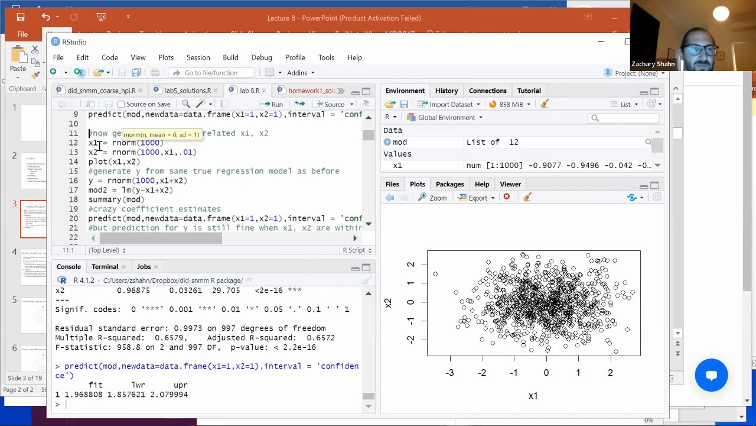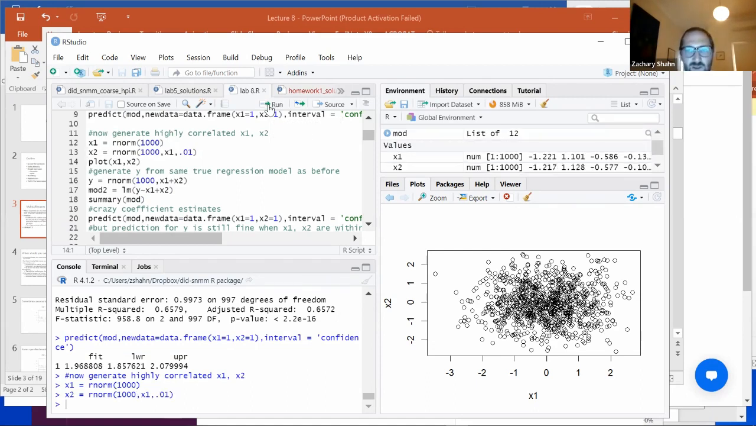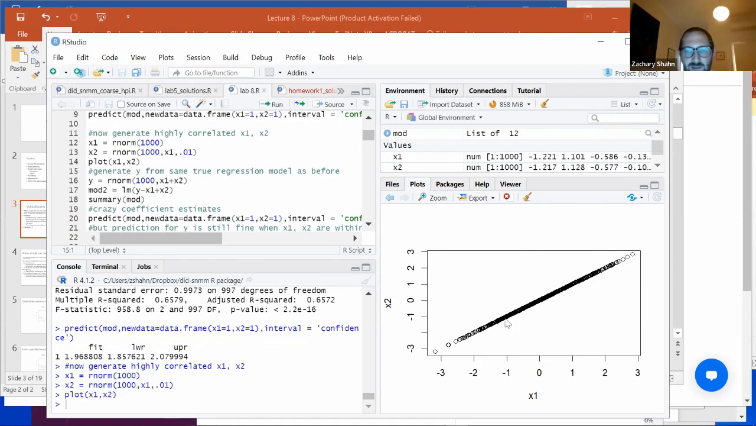All right, so now let's have highly correlated x1 and x2. So x1 is going to be a standard normal variable. x2 is going to be a normal variable with mean of x1 and standard deviation 0.01. So it's going to be very close to x1. And here's what that plot looks like now of x1 versus x2. They're super strongly correlated with each other.